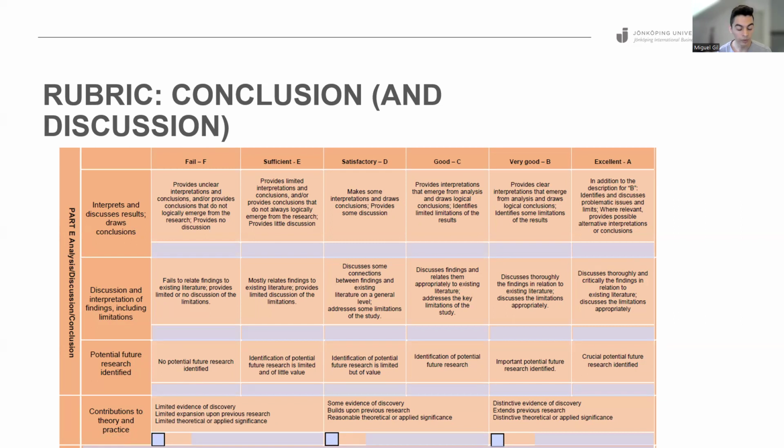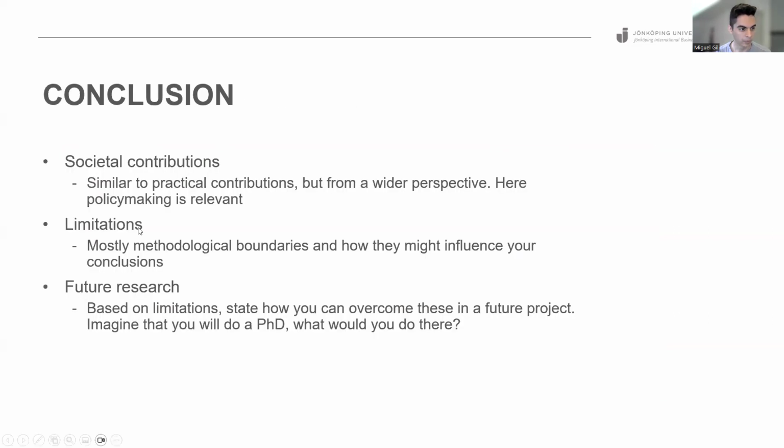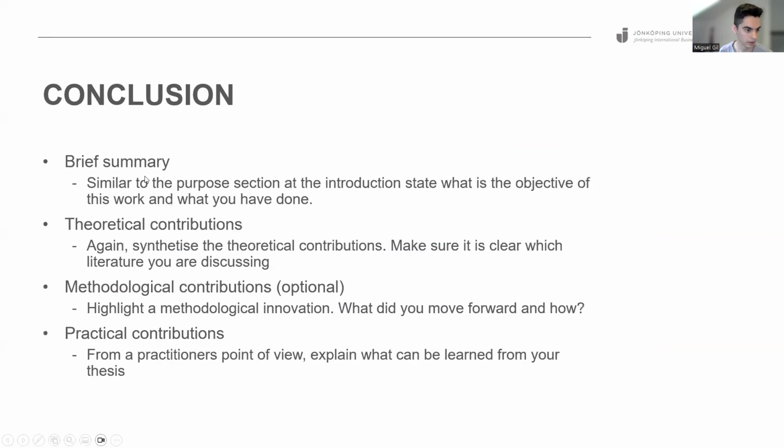So I think that if the theoretical contributions are clear, the conclusion is easy to write. Future research is easy to write, limitations easy to write, societal, yes, practical contributions, very easy. Methodology, it depends if you have it. If it is clear from the discussion, it's easy to write, and the summary is easy to write. So maybe you only need time. I don't think it's a huge intellectual exercise, but spend some time just writing it.